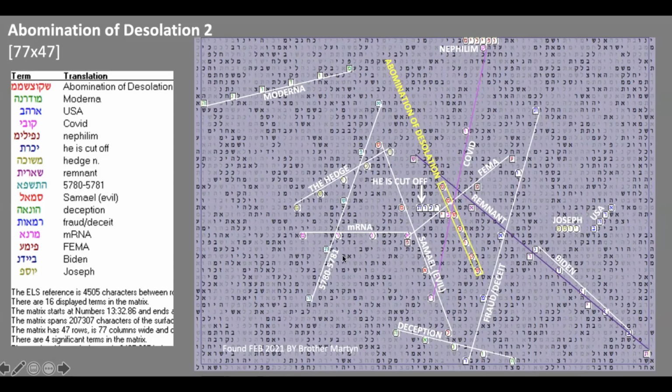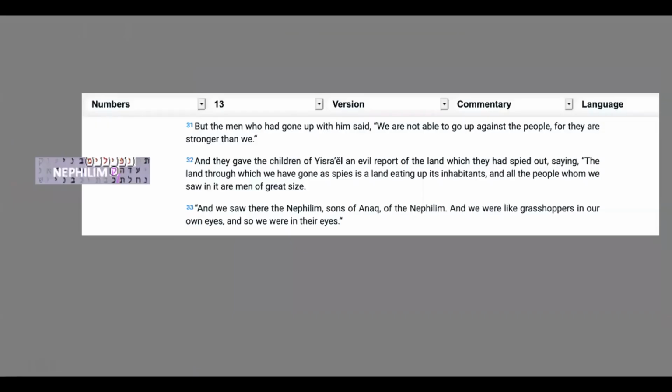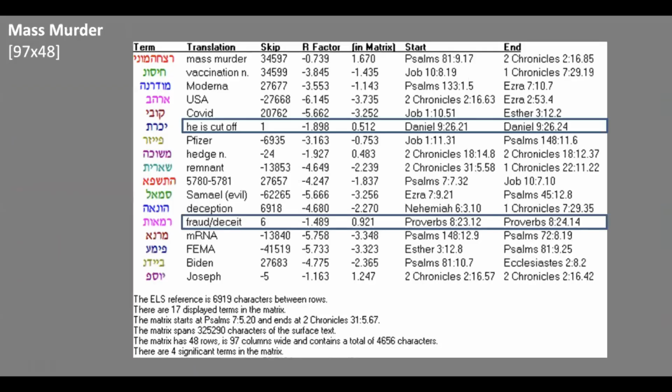You have all those other same terms. COVID cross. It looks like a syringe. And then this is in the plain text, so it talks about the Nephilim. And then that leads to the mass murder table, which has both of them in it.